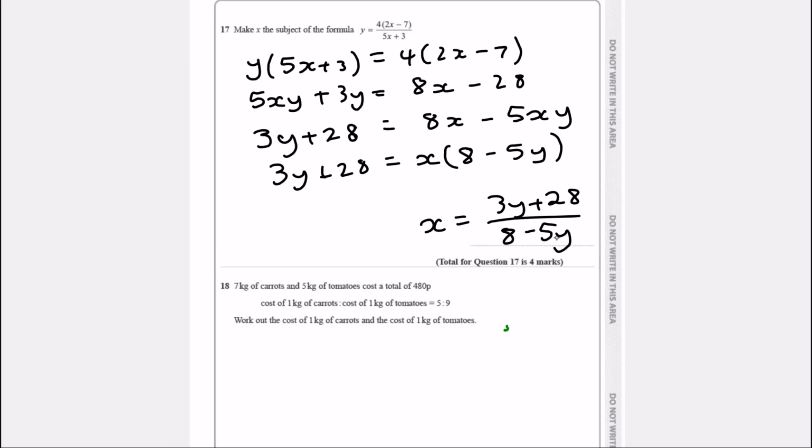If you did it the other way around, it wouldn't be wrong. You'll just have negative 3y minus 28, and then you'll have 5y minus 8 on the bottom.